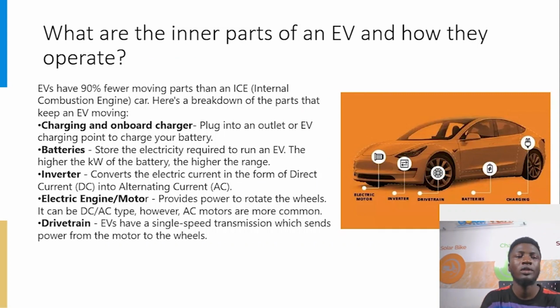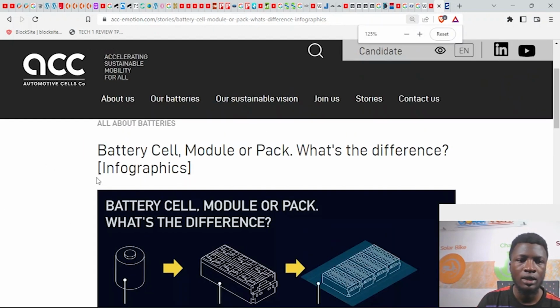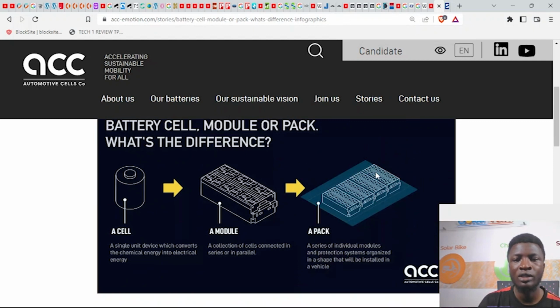So this battery, the function of it is just to store chemical energy on which the vehicle runs. So the higher the kilowatts of the battery of the car, the higher the range is going to be. So we are going to look at the composition of these batteries. You can see from here that the battery that you see in a vehicle comprises single cells that each can be about 4 volts.